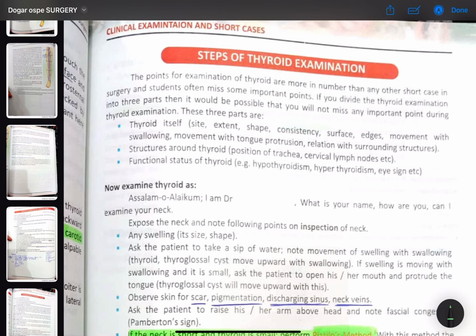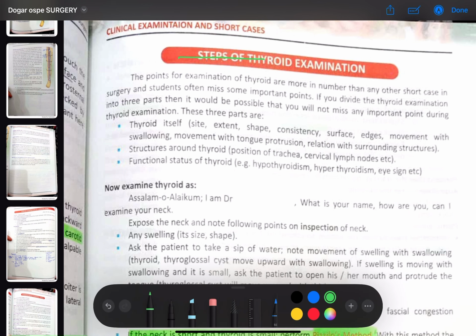So in this video we are going to discuss the steps of thyroid examination. So this is the step.